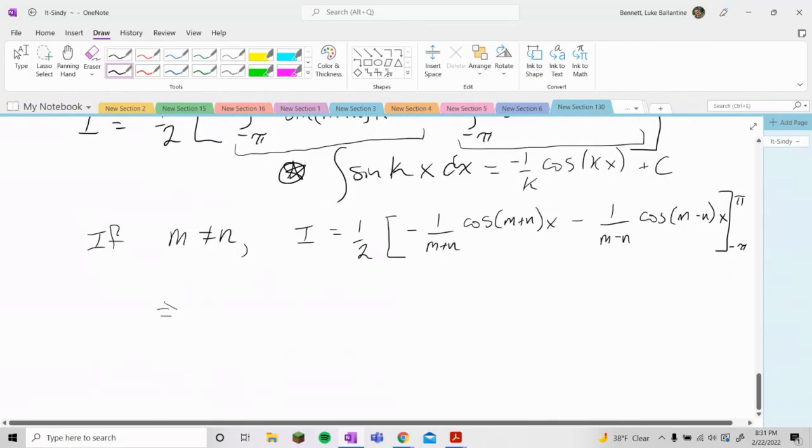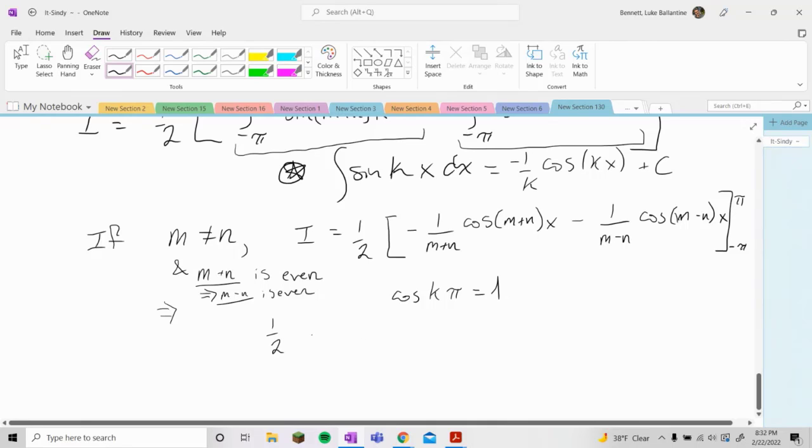So I guess if m and n are not equal and m plus n is even, then I think this would also imply that m minus n is even. So either they're both even or they're both odd. I didn't think about that too much. That might not be right. So if they're both even, cosine of k pi is 1.